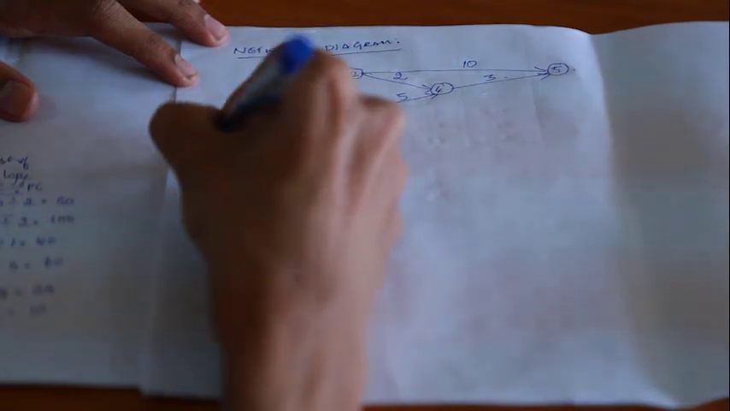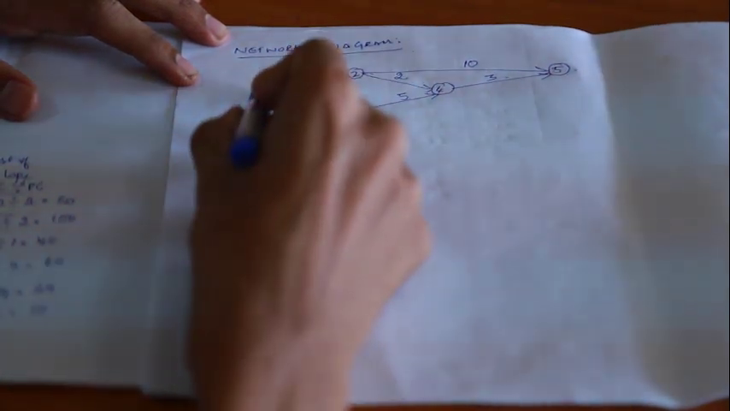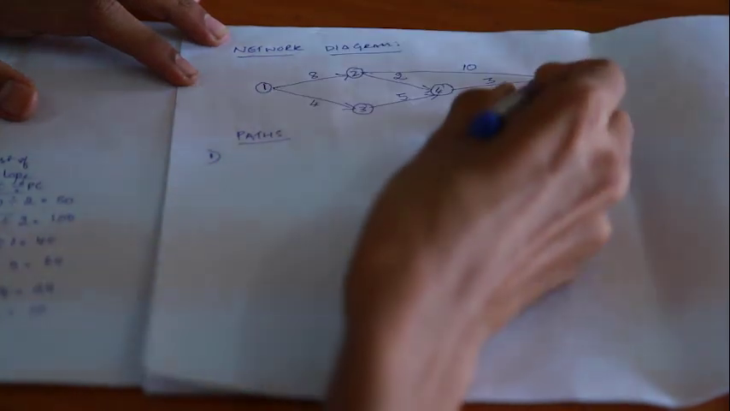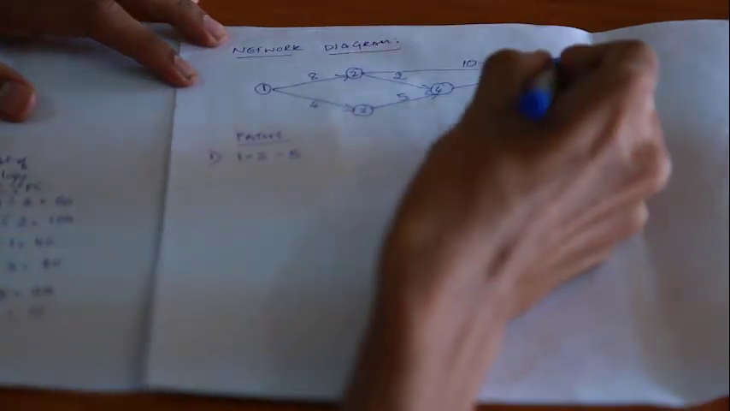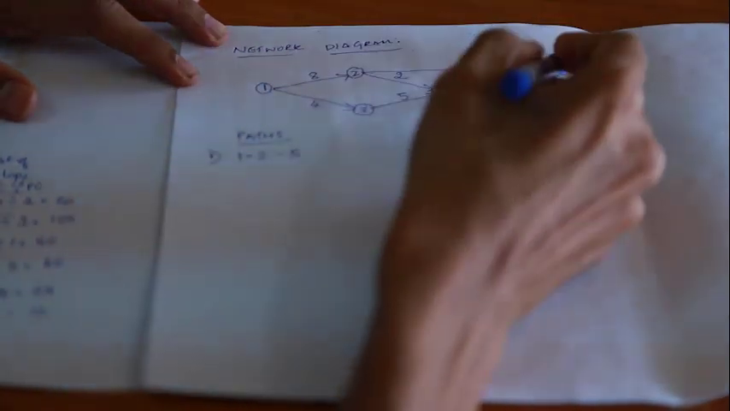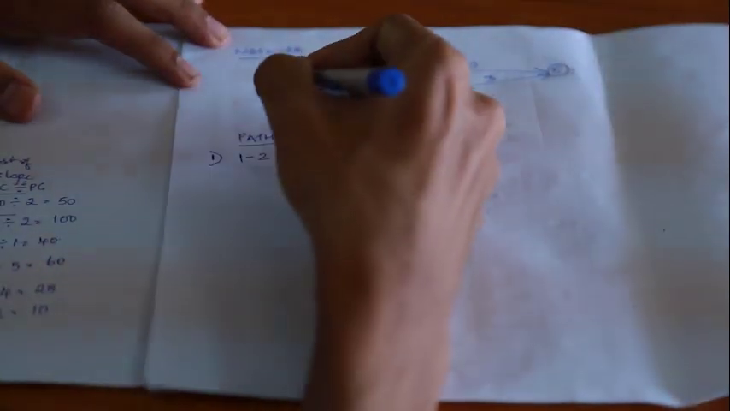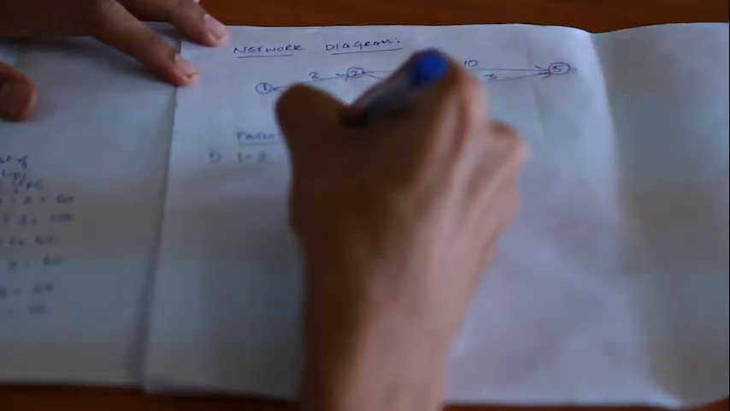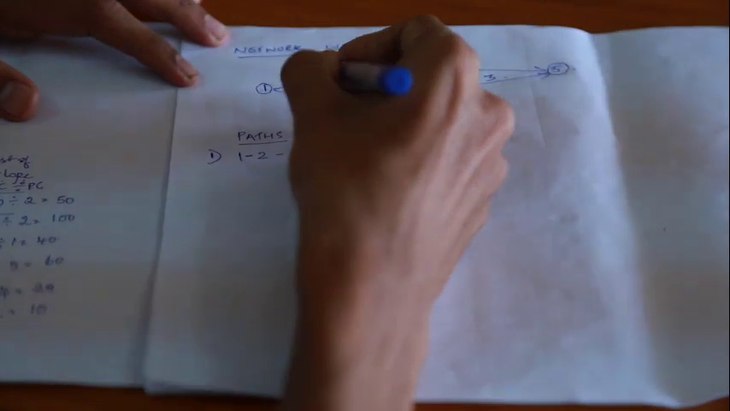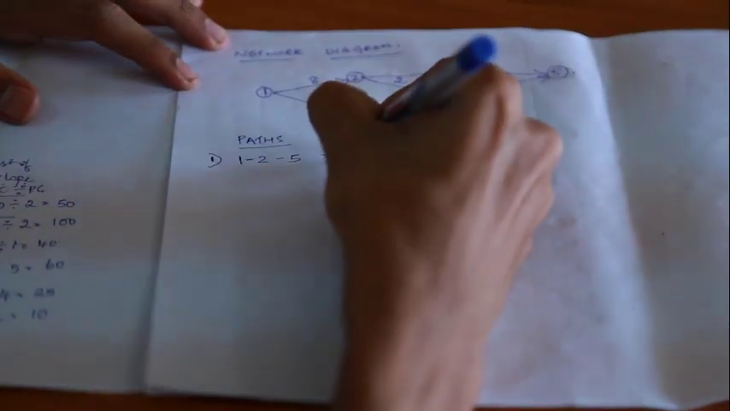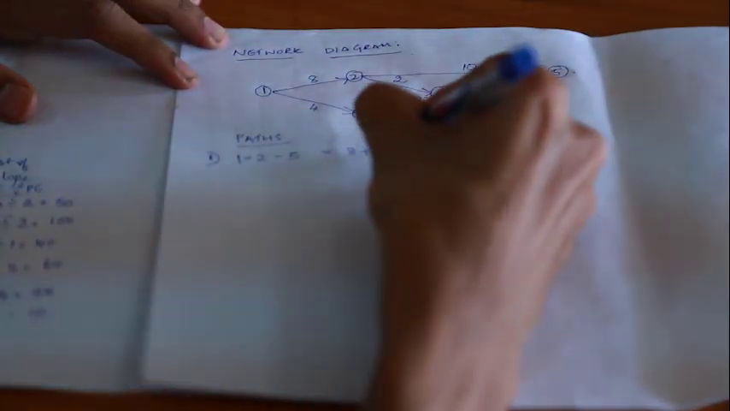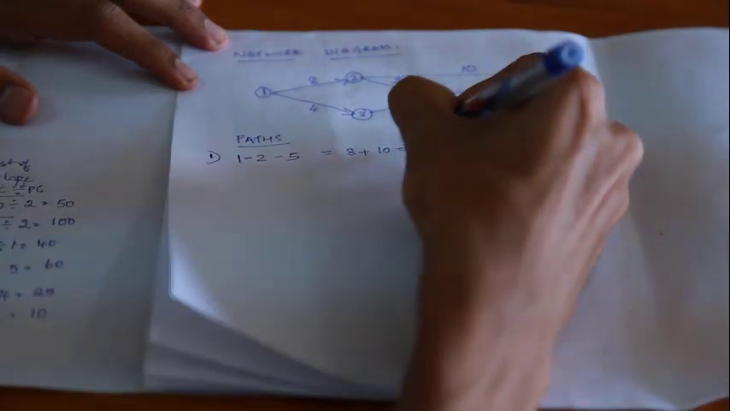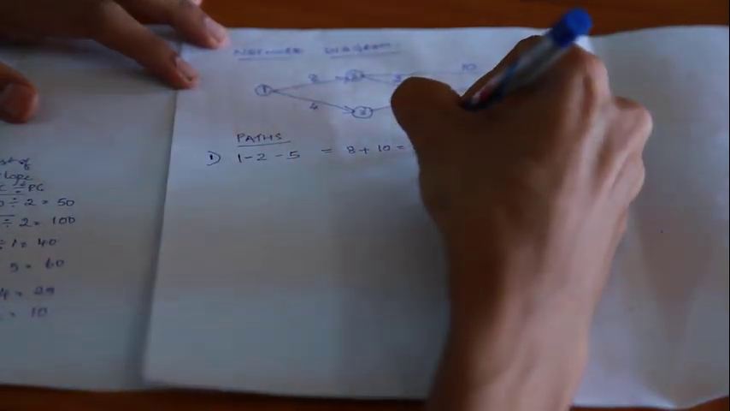Let's list out the number of paths. For example, from activity 1 to 2 and 2 to 5, we have one path, from the starting point to the ending point. Activity 1 to 2 will take 8 days, plus activity 2 to 5, which will take 10 days. So the number of days taken by path 1 is 18 days.